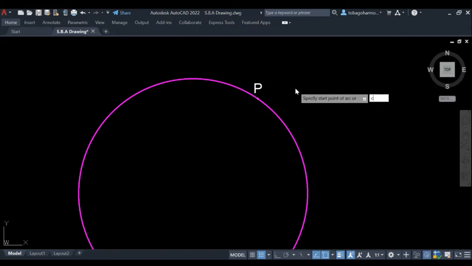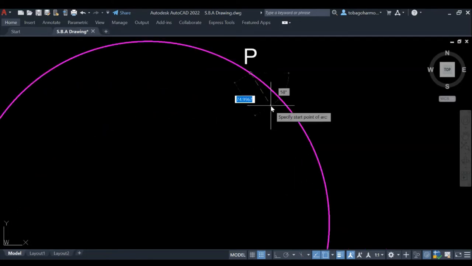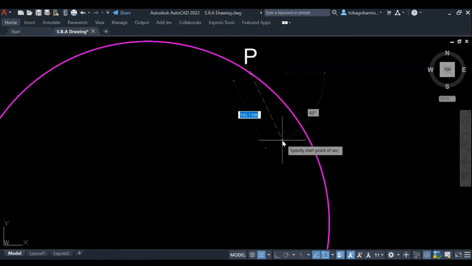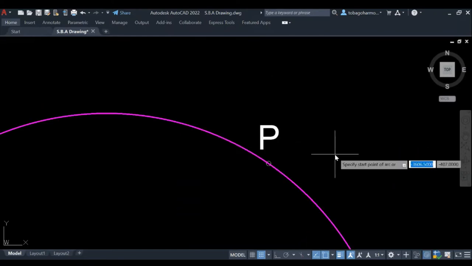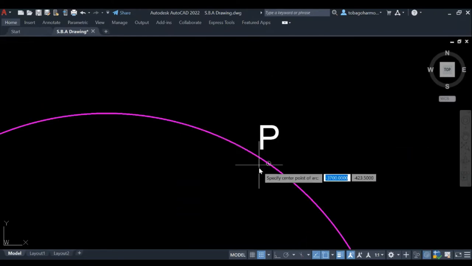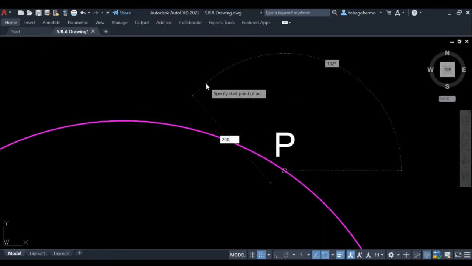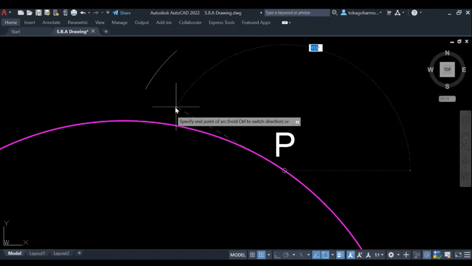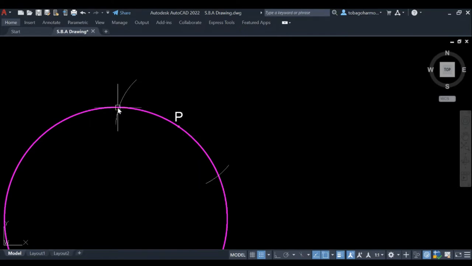So the first thing we're going to do is draw two arcs to cut the circumference of the circle. Now P will be the center of our arcs. I'm using a radius of 200 millimeters and you will notice that I'm using the same radius for both arcs. This is very important. If you use two different radii for your arcs, then your construction will be incorrect.